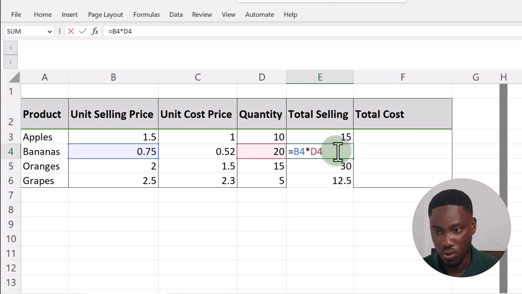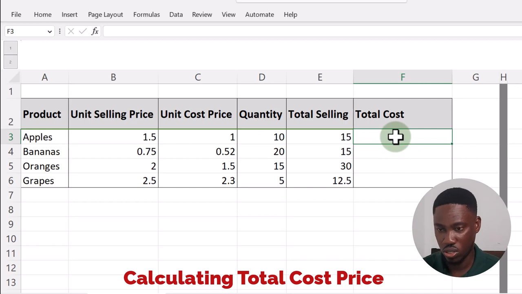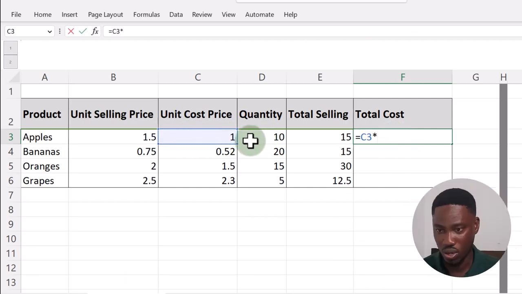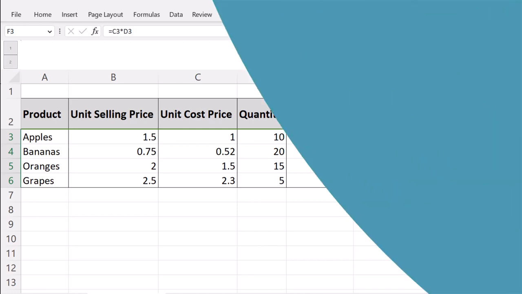So let's verify. B4 times D4. All right, let's try one more using the total cost column. So total cost will be equal to the unit cost price times the quantity sold, and that gives you 10. We do the same thing to autofill.